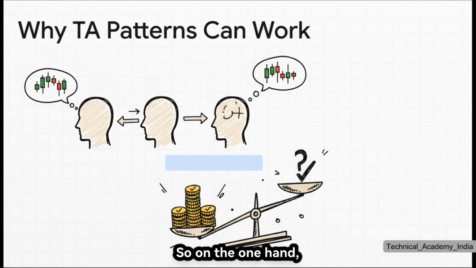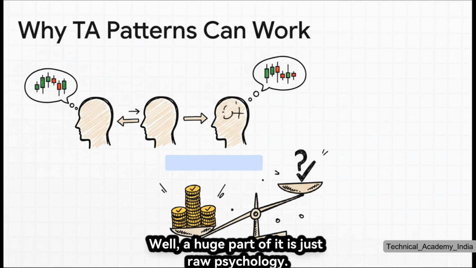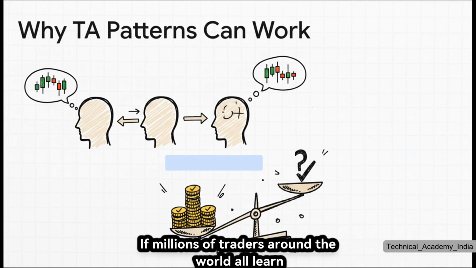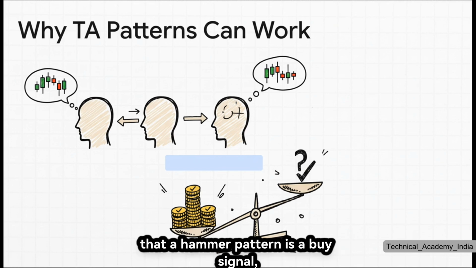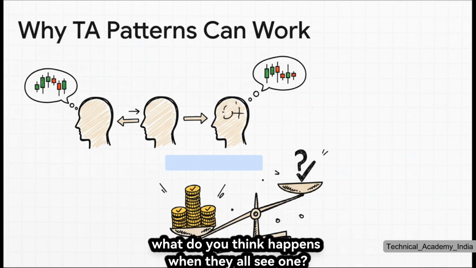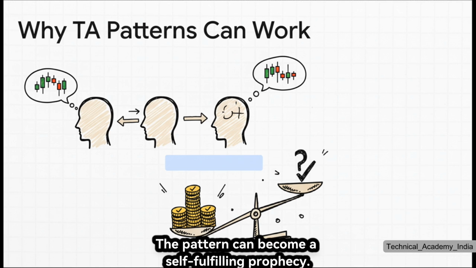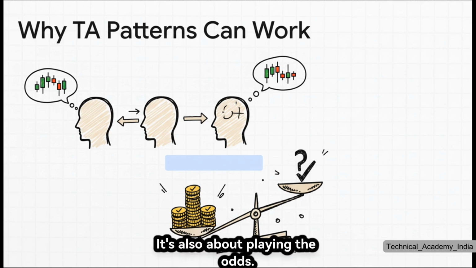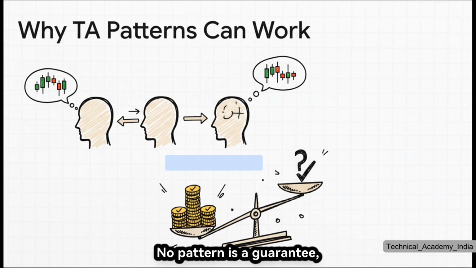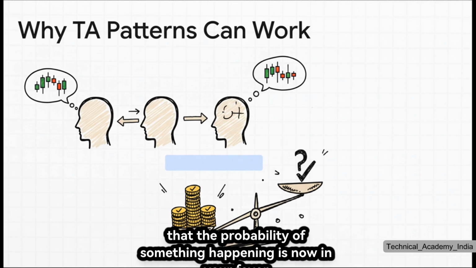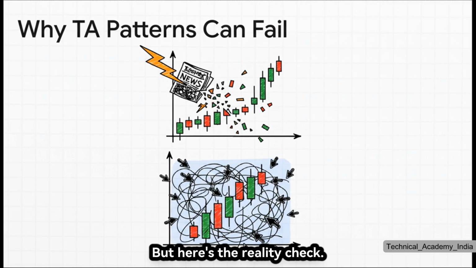So, on the one hand, why can this work? Well, a huge part of it is just raw psychology. Think about it. If millions of traders around the world all learn that a hammer pattern is a buy signal, what do you think happens when they all see one? They buy. The pattern can become a self-fulfilling prophecy. It's also about playing the odds. No pattern is a guarantee, but it can tell you that the probability of something happening is now in your favor.